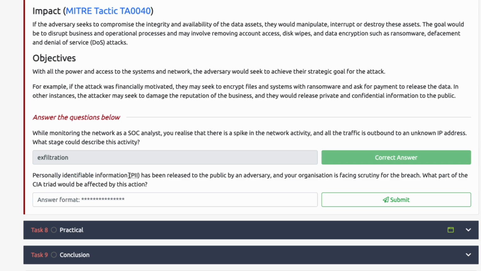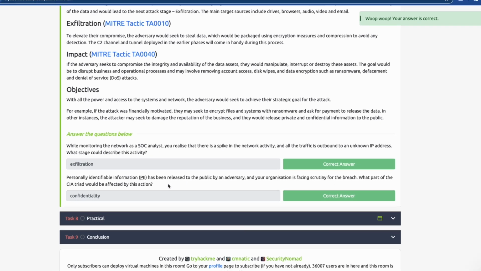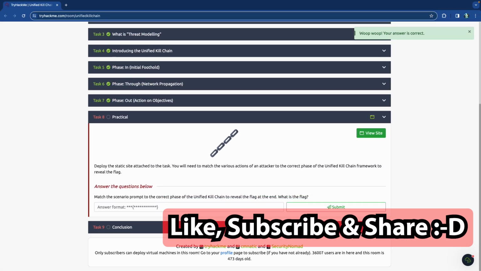Personally identifiable information, also known as PII, has been released to the public by an adversary, and your organization is facing scrutiny for the breach. What part of the CIA triad would be affected by this? And I would say confidentiality. That's what's being affected.